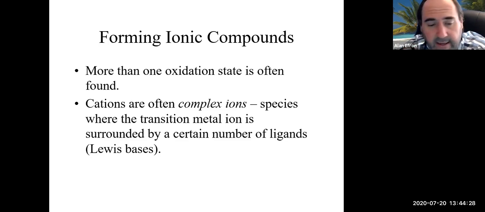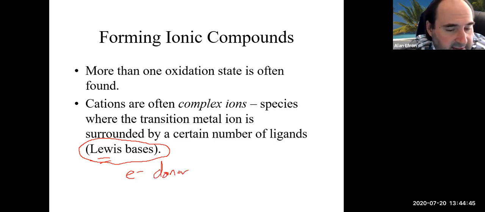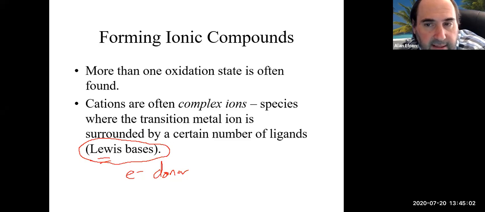They get surrounded by a number of Lewis bases. So if you remember when we were talking about acids and bases, a Lewis base, remember Lewis involving electrons, is going to be your electron donor. A Lewis base is something that will donate a pair of electrons. A Lewis acid is something that's deficient in electrons and will accept a pair of electrons. So a lot of Lewis bases are what are referred to as ligands. And again, they have a pair of electrons that they're able to donate in.